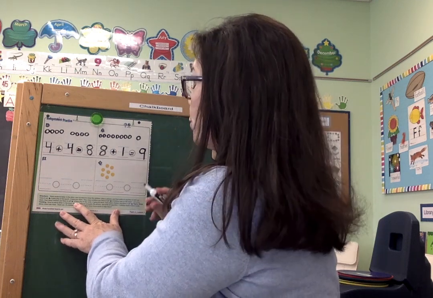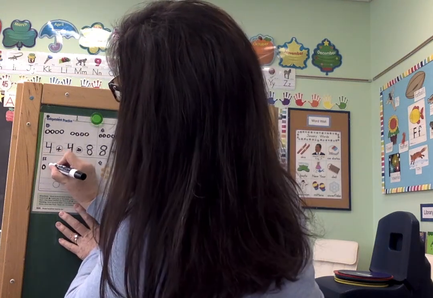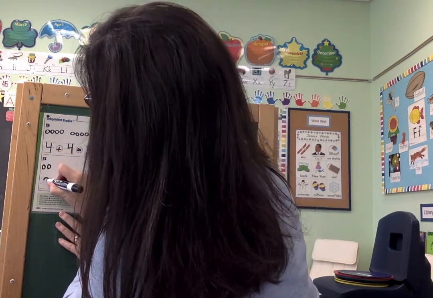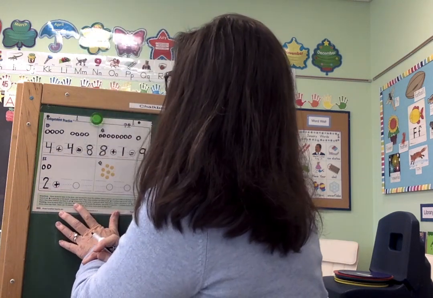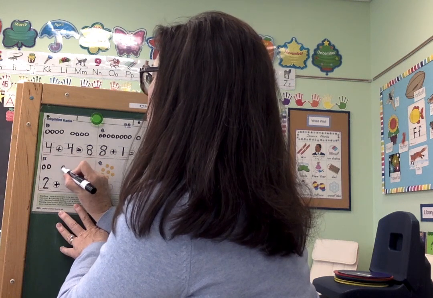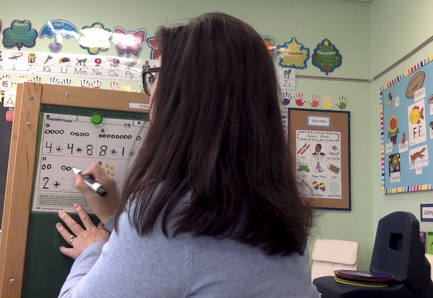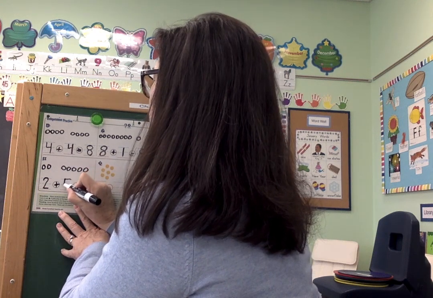All right, so there are 2 boys. We're going to put our 2 counters. We're going to go with what we know. 1, 2, and write number 2. Then we're going to put the plus sign. All right, we had 2 boys and 5 girls join them. So now we've got to put the 5 girls. 1, 2, 3, 4, 5 more counters, and we're going to write 5 right there.